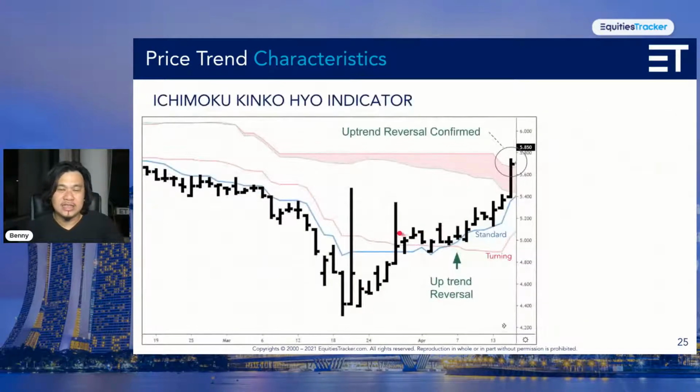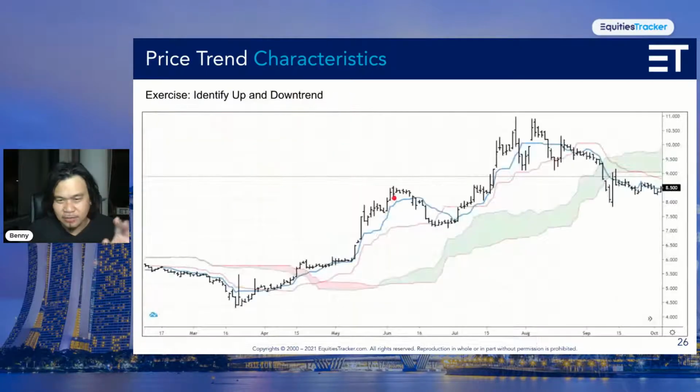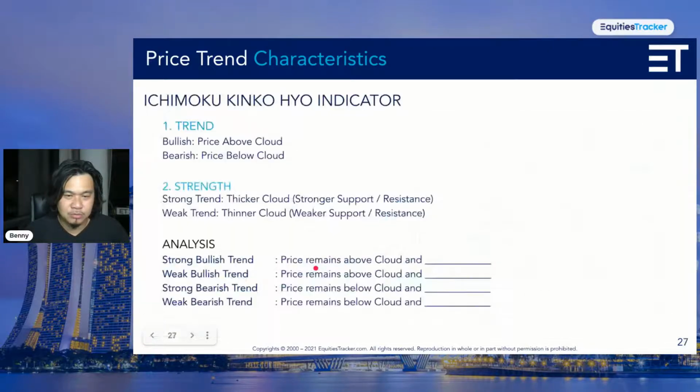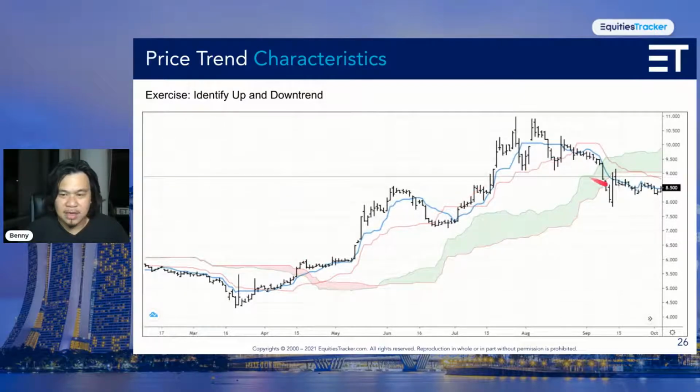Now because the decision maker is the cloud, we don't even need these two lines anymore. We don't even need the standard and turning line. All you need is basically this cloud. So very simply put, if the price is above the cloud, it is bullish, and if it's below the cloud, then it is bearish. So simple as that.